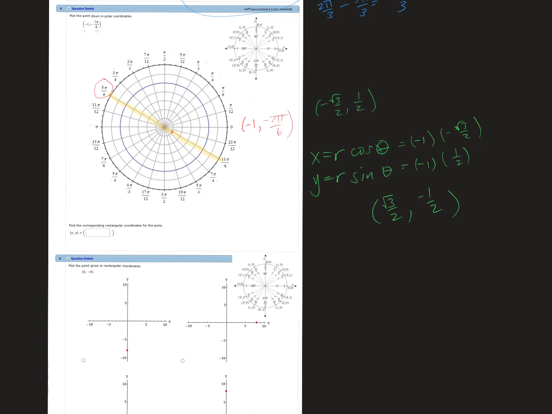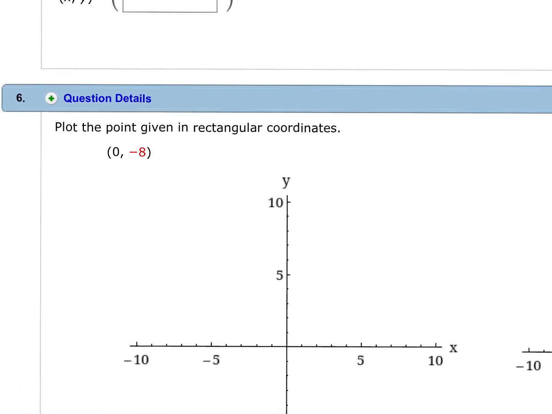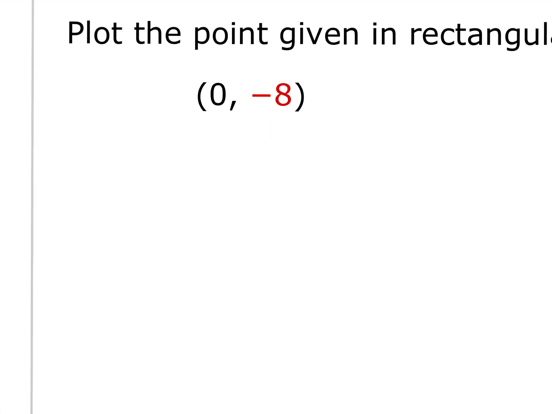Everybody with me? Okay. So now we're going to talk about starting with rectangular and going to what? Polar. Okay, everybody in here can plot a rectangular point. X is left and right, Y is up and down. So let's talk about what we need to do. There's two things we need to find. We're given an X and a Y, so we need to find R. What's that little formula we use to find R?